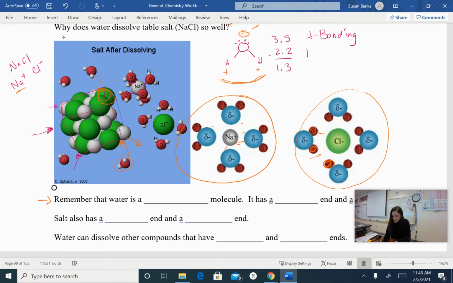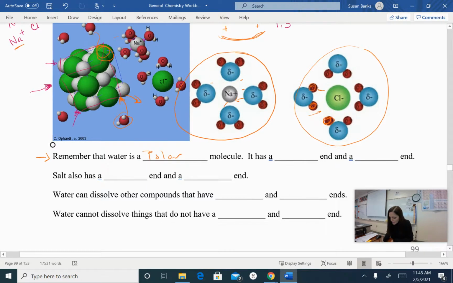Remember, when we look at water's Lewis structure, water is polar. It has the negative oxygen end and it has the positive hydrogen end. So it is a polar molecule. It has a positive pole and a negative pole. Okay, so it has a positive end and a negative end.